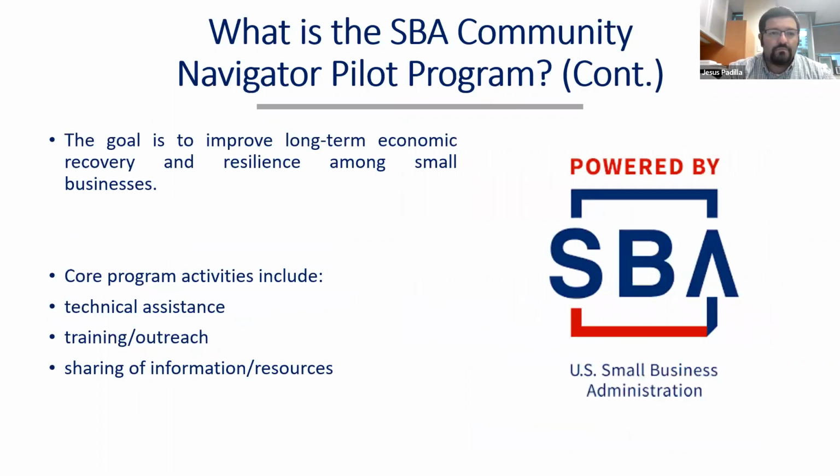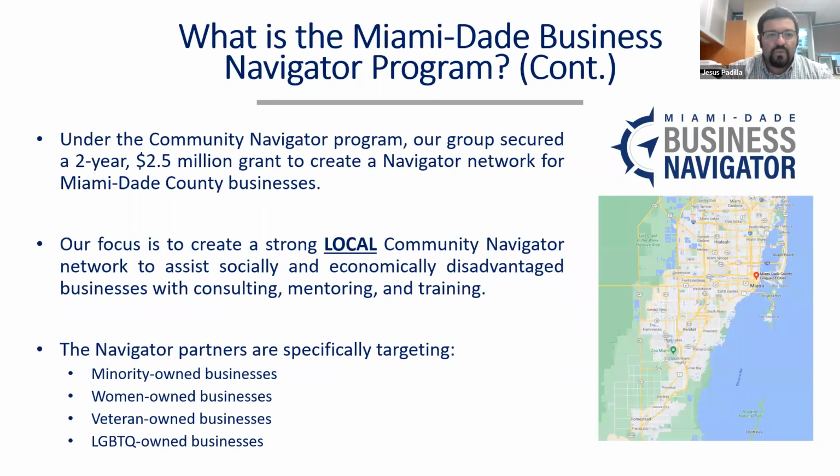The overall goal is easy. It's to assist you, the small business owners, in recovery and resiliency, with the core activities that include technical assistance, training and outreach, along with the sharing of information and resources. By creating this local community navigator network, it assists all small businesses that are socially and economically disadvantaged with consulting, mentoring, and training, by targeting minority-owned businesses, women-owned, veteran-owned, and LGBTQ-owned businesses.